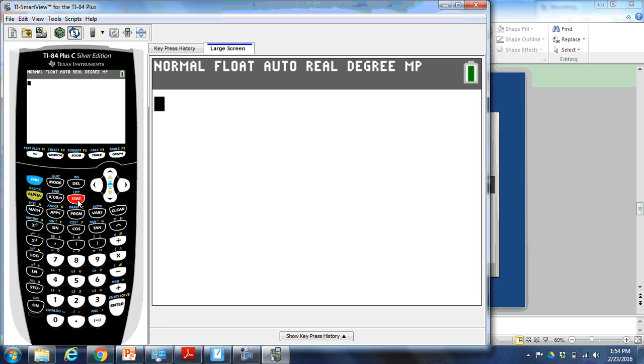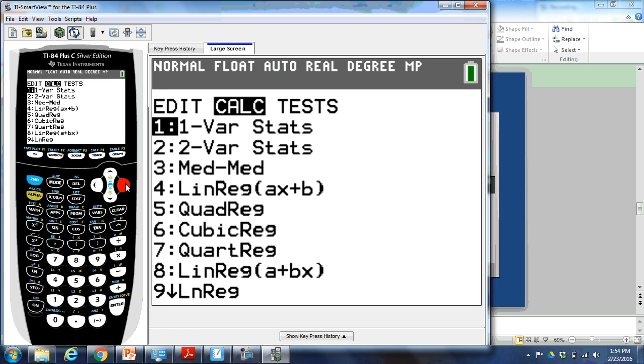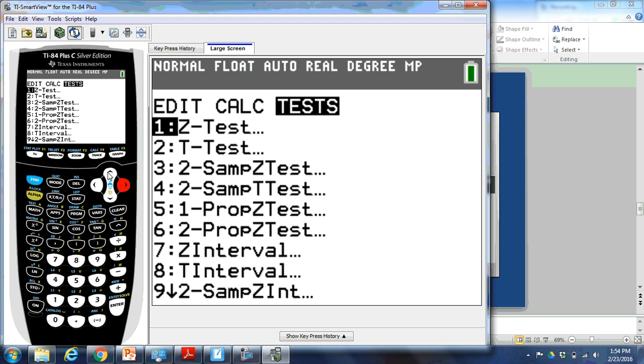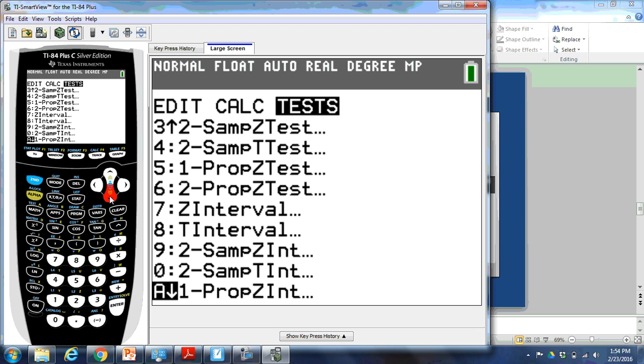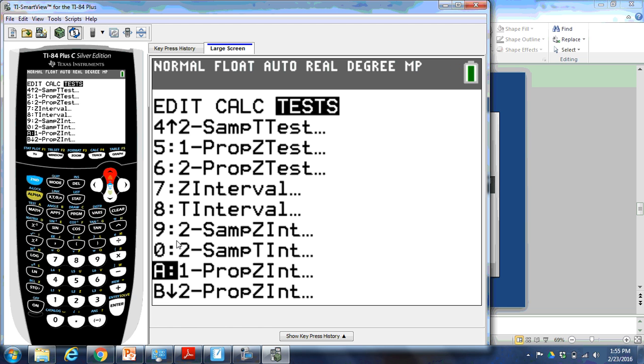But to do the interval, stat, over to tests, and there's going to be a whole bunch of things in this list that we're going to be using pretty much the rest of the year. You need to keep in mind there are a bunch of tests up top. The first 6 all say test at the end; that's going to be for a hypothesis or significance test. Starting with number 7 are intervals, and these can be a little confusing because a lot of them sound the same. Z interval and T interval are going to be for means in our next section. The 2-sample stuff is a couple chapters down the road. What we're doing right here is a 1-proportion Z interval.